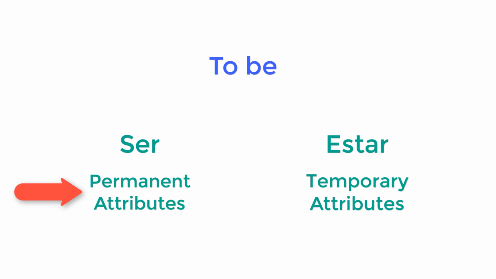These would be attributes like small, tall, rich, slow, interesting, or old. As I mentioned, the verb ser, or to be, is used when describing permanent attributes. Let's learn the conjugations of ser. I am. Yo soy. You informal are.